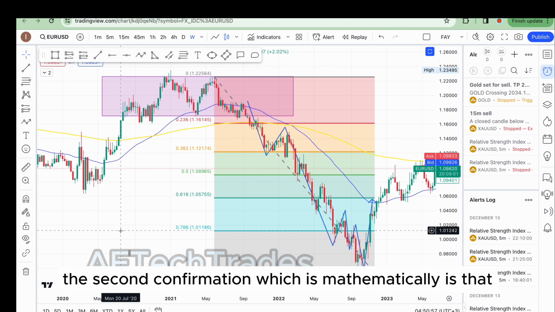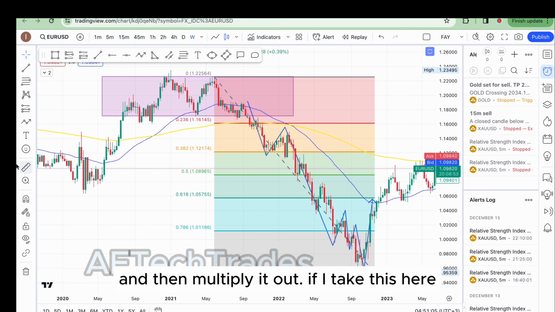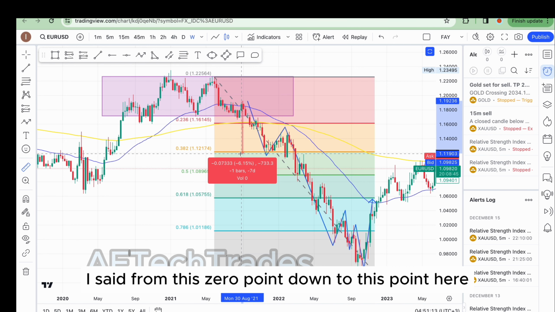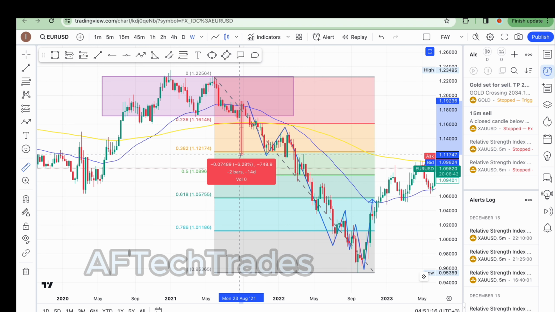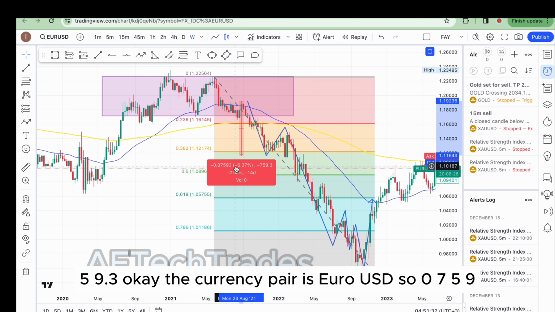The second confirmation, which is mathematical, is that we usually measure the length of this and then multiply it out. If I take this here, from this 0 point down to this point here, I had, which currency is this? Okay, if I look here, I have 759.3. The currency pair here is EUR/USD.